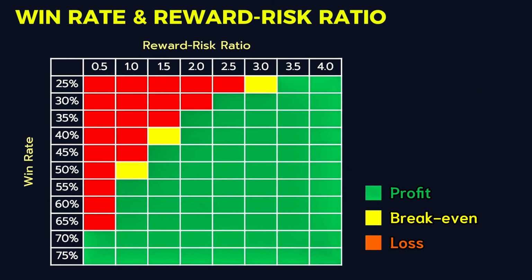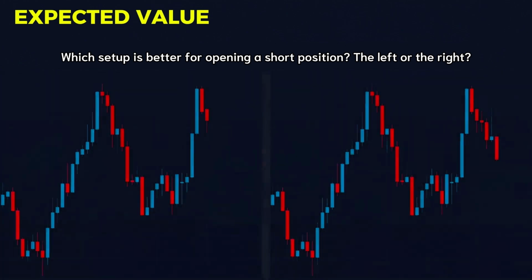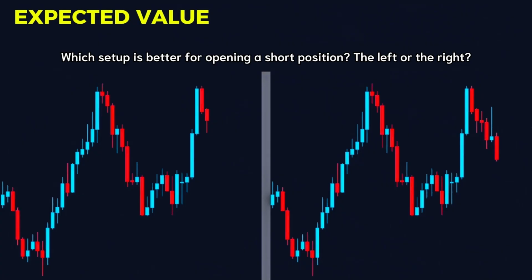For example, I'll show you two charts. One is on the left and one is on the right. Which one would you choose to open a short position? On the left chart, the price has just reversed from resistance. However, it could simply be a pullback before continuing higher. On the right chart, after waiting another 4 days, the price has clearly moved lower.